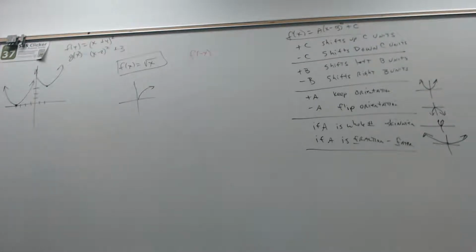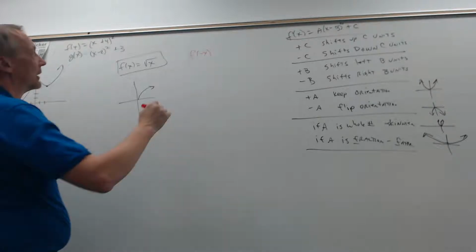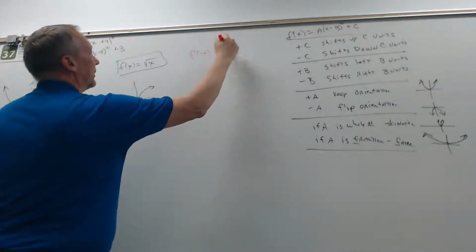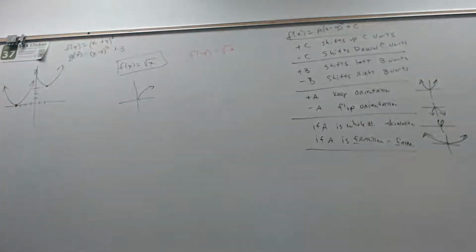Which way does it flip it? Over the x or over the y? Over the line. Okay? So f of negative x equals square root of negative x, right? Okay?